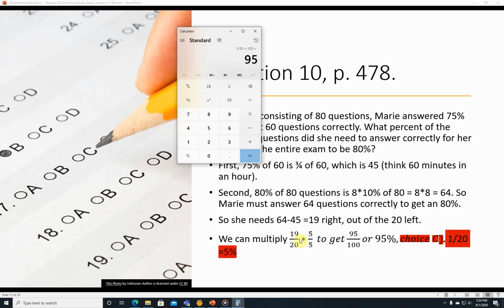You can also multiply 19 over 20 times 5 over 5 to get 95 over 100, or 95%, which is choice C. 1 over 20 is equal to 5%. That's also worth knowing. So, you can go 1 over 20 is 5%.